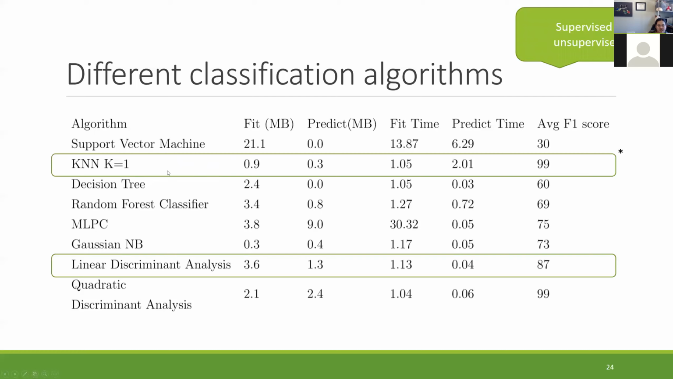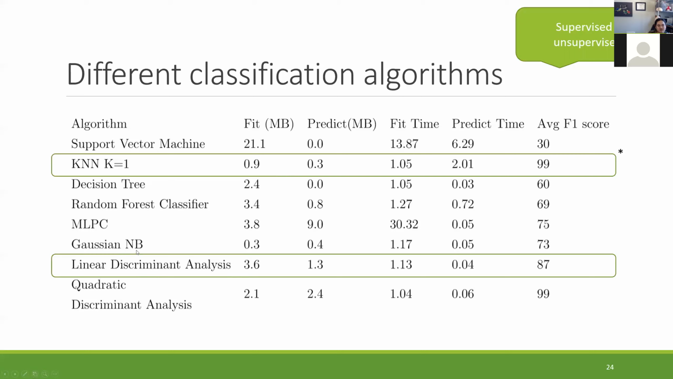You can see KNN, Gaussian naive Bayes. You can see here Gaussian naive Bayes is a cheap classifier. It might not be as accurate though. You can see 73% accuracy or F1 score. You can see 99% on the KNN. You can see 87% on the linear discriminant analysis. It's going to completely depend on the data set you have, which one works better. But these are the most basic ones.